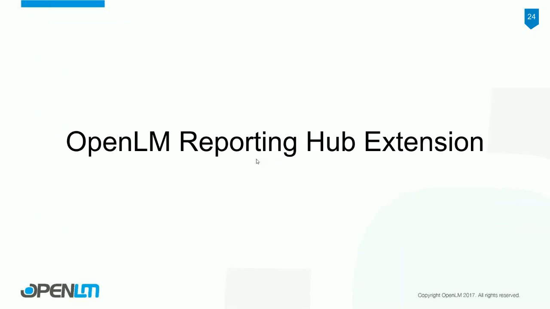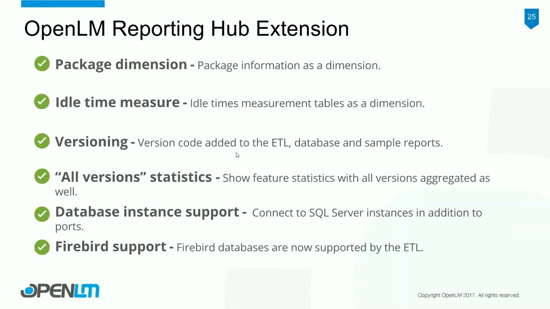The next enhanced extension is the reporting hub, which had a few dimensions added to it and one measure. First of all, we've added package dimension. So now the reporting hub will be able to group, filter, and pretty much do anything with the package dimension. Also, we've added idle time measure. Now you'll be able to use the idle time of the reporting hub. We've added versioning, so you know where you are at any moment for the ETL, for the reports, and so on.